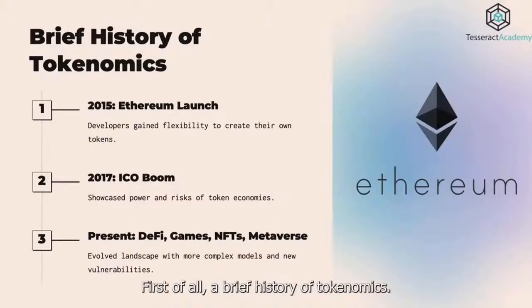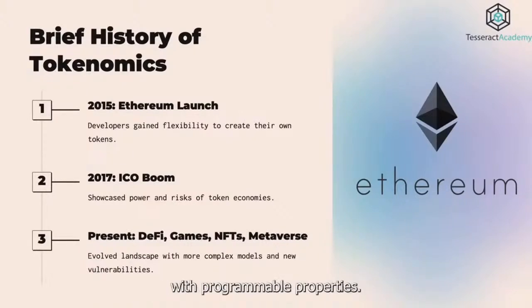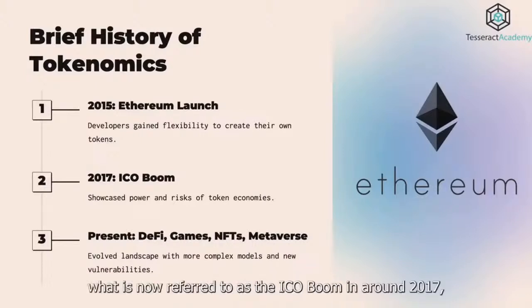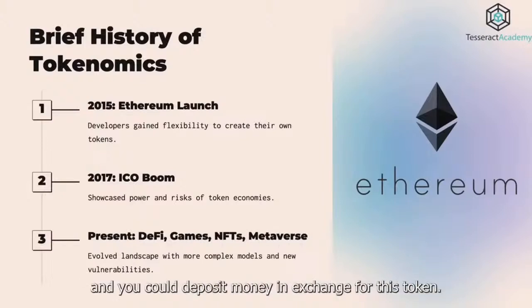First of all, a brief history of tokenomics. Tokenomics was created as a field through the invention of Ethereum. Ethereum created the first virtual computer on a blockchain, and it allowed anyone to create their own token on Ethereum. So Ethereum democratized the cryptocurrency space, and it allowed the creation of tokens with programmable properties. This led to what is now referred to as the ICO boom in around 2017, that is the initial coin offering boom. And there were many projects raising money in this manner, where they had a programmable token and you could deposit money in exchange for this token.